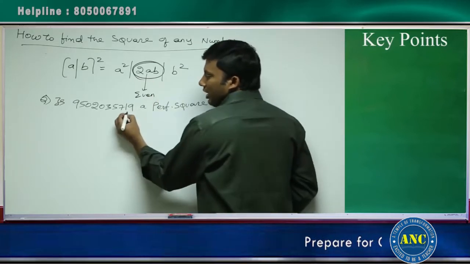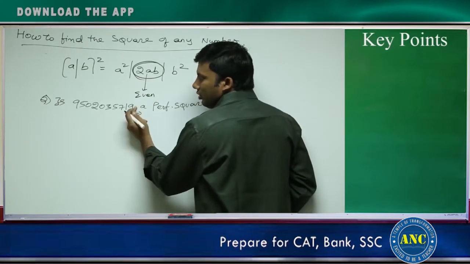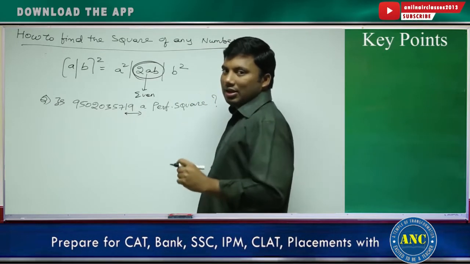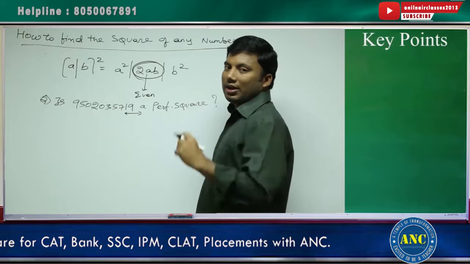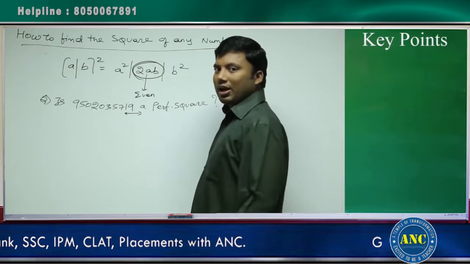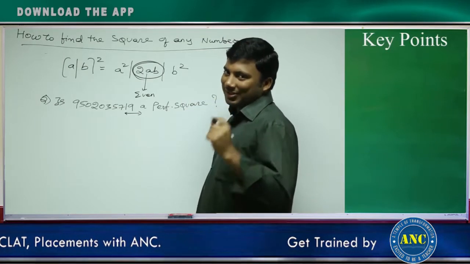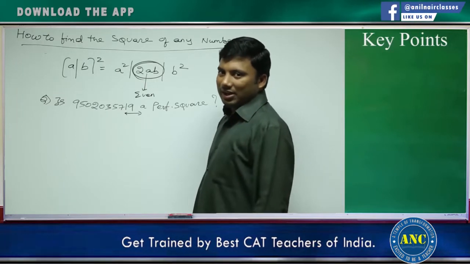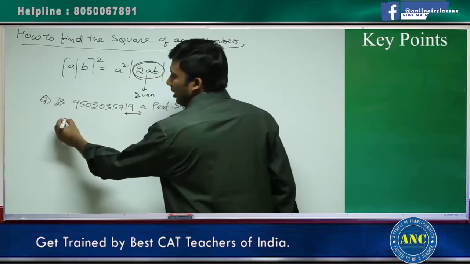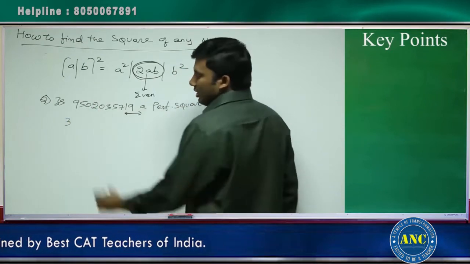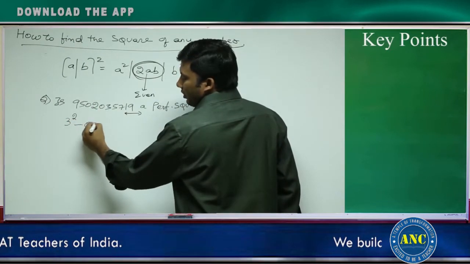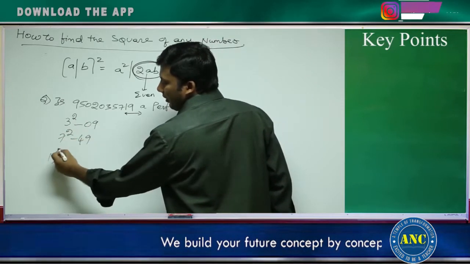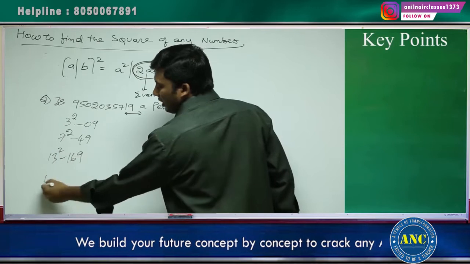Now, if you observe carefully, in this question the unit digit is 9. Now, which natural number on squaring will give 9? There are so many natural numbers. 13 square is 169, 17 square is 289, 27 square is 729. Let us take the single digits. 3 square is 09, 7 square is 49, 13 square is 169, 17 square is 289.